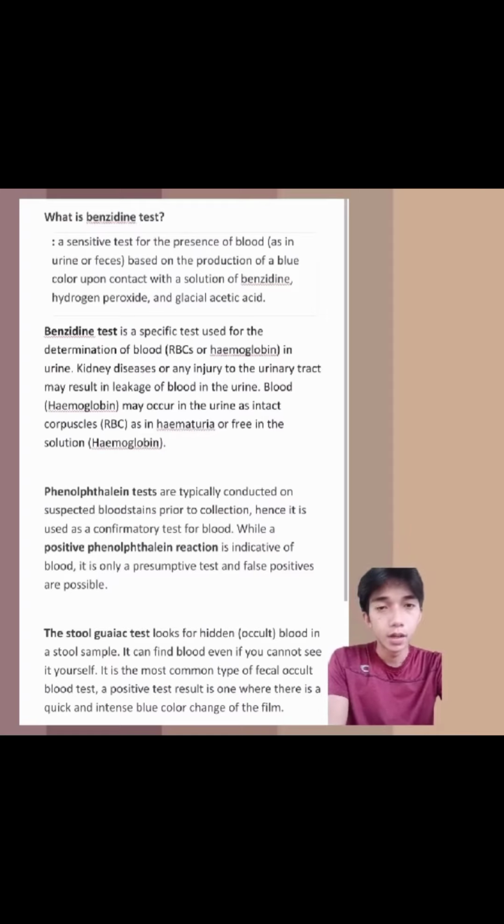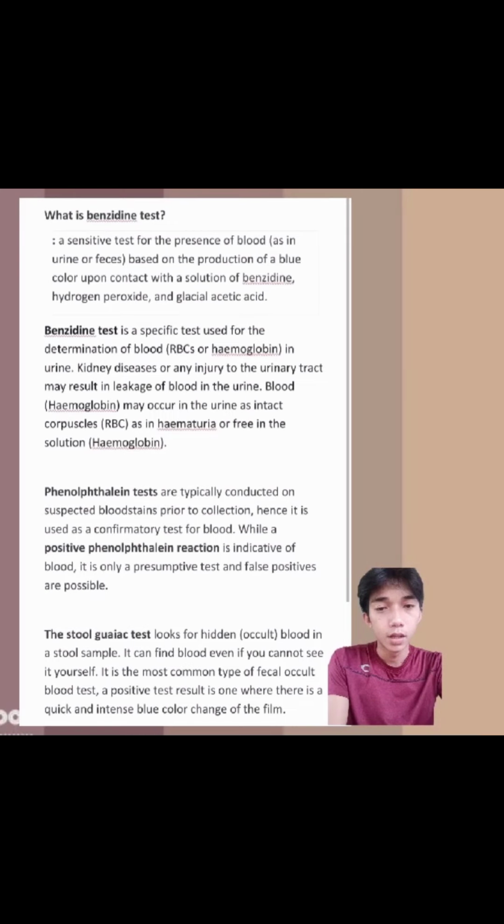So, the third is the stool guaiac test. It looks for hidden blood in a stool sample. It can find blood even if you cannot see it yourself. It is the most common type of fecal occult blood test. A positive test result is one where there is a quick and intense blue color change of the film.